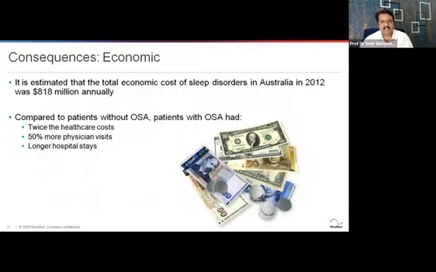Consequences: the estimated total economic loss for sleep disorder in a country like Australia in 2012 was $808 million annually. Our older generation used to believe that snoring suggests a deep sleep and a good sleep, but it is the other way around, that it's a very costly sleep that we are having.